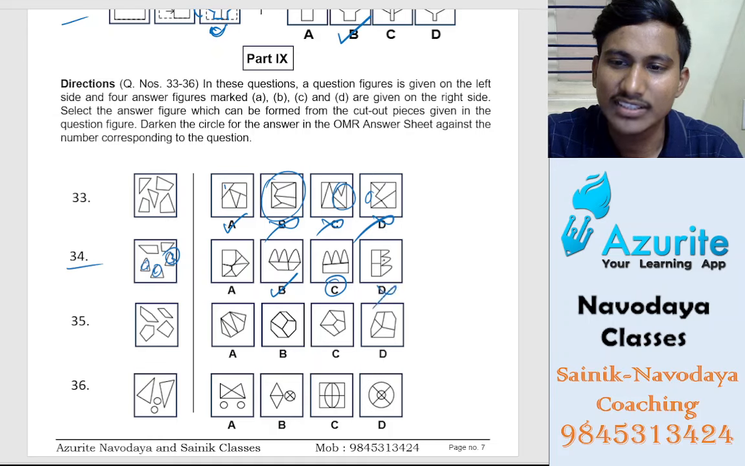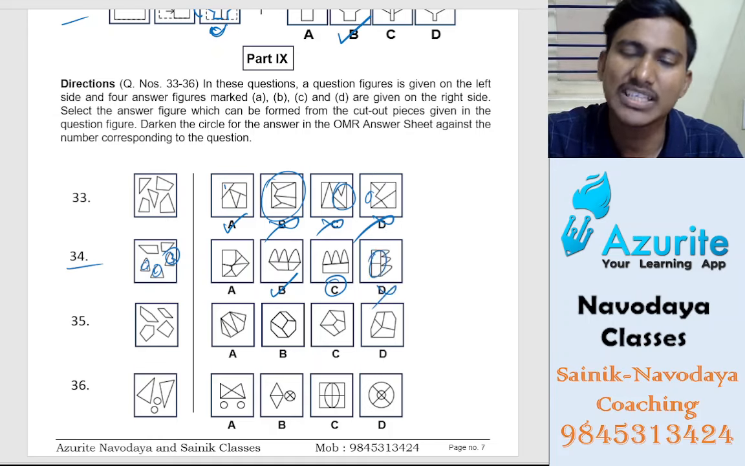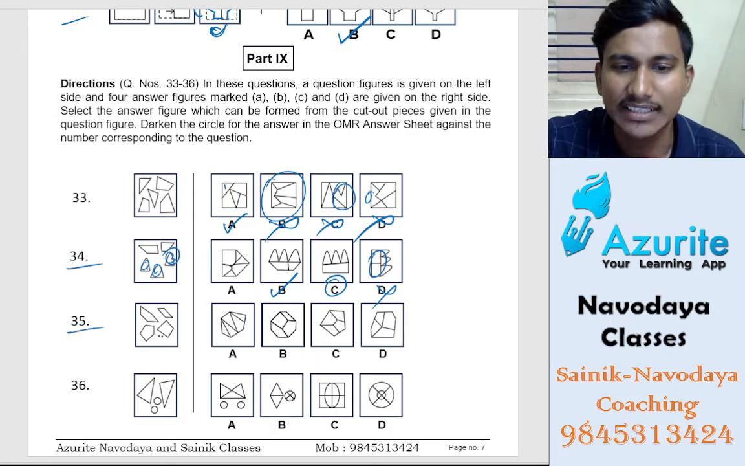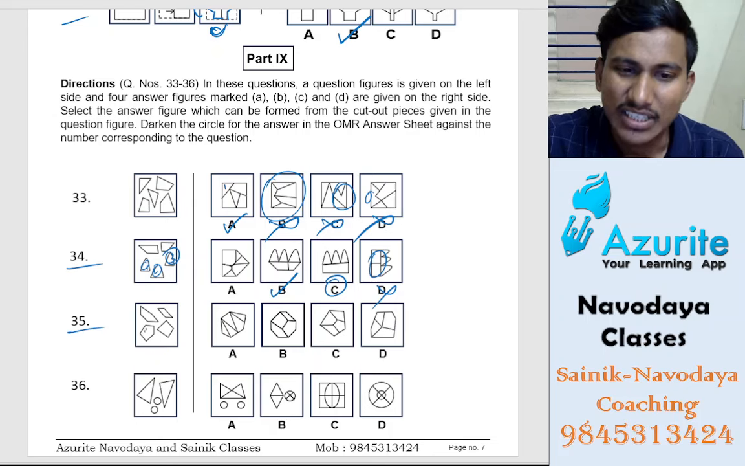Here D is not the answer. There are no two squares, so B is the answer. Now 35 here, if you see, what will be the answer? It is very easy, right? So you check this.